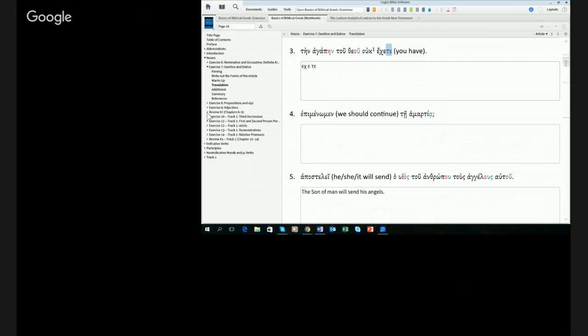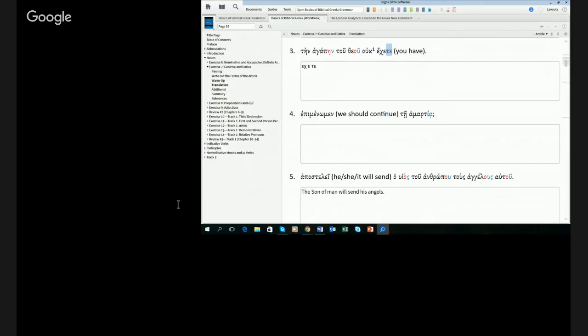Simple sentence. By the way, this is a famous phrase in scripture, ten agapen tu theou, because depending on context, the question will be raised, does it mean our love for God or God's love for us? For instance, the love of Christ compels us. Is it our love for Christ that compels us to tell the world about him, or is it Christ's love for us that compels us to tell the world about him?